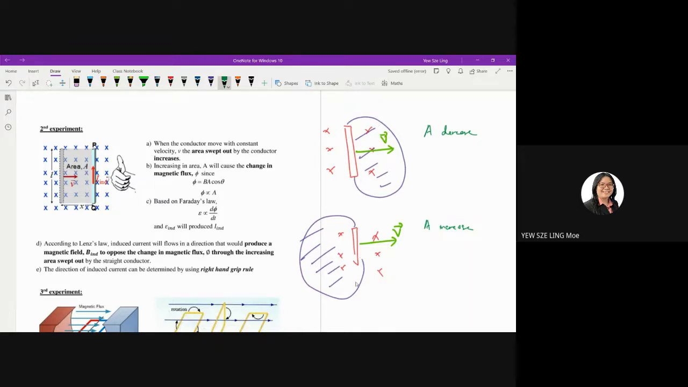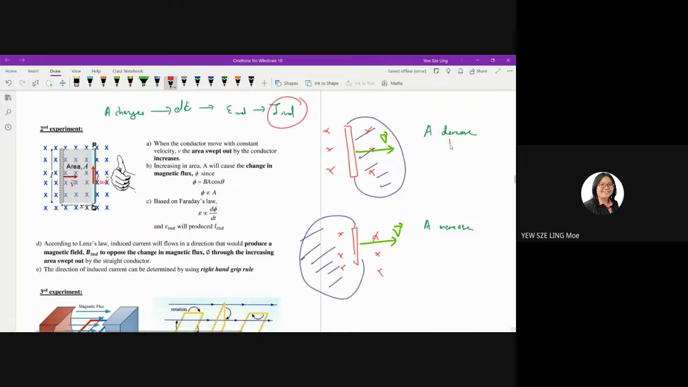So what happens right here is that in the first diagram A decreases, in the second diagram A increases. Both of them tell you what? It tells you A changes. When A changes, it leads to flux change. Okay, and the flux gives you induced EMF, and thus you have I induced. Just that now, how are you going to determine the direction of the current? How are you going to determine the direction for I induced?